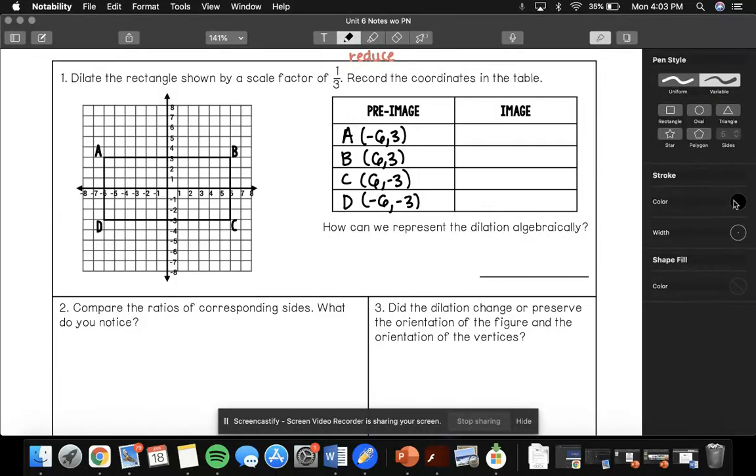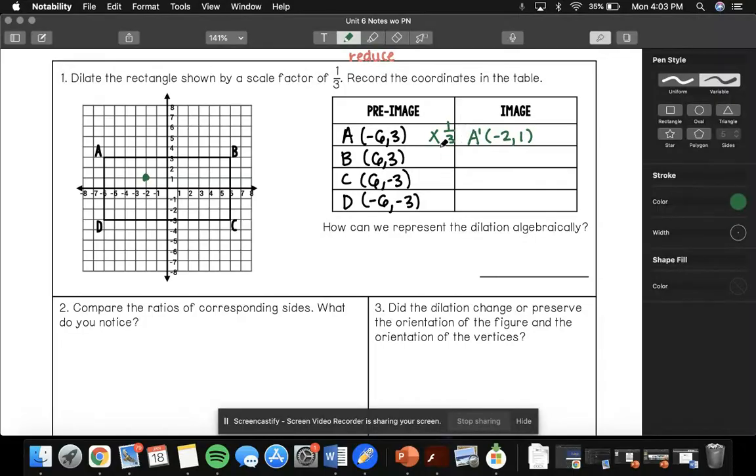Okay, so we are going to dilate this by a factor of 1/3. What we're going to do is multiply everything by this scale factor. So we're going to multiply the x coordinate by 1/3 and then multiply the y coordinate by 1/3 as well. We are going to be needing our calculators if we don't feel confident with fractions. So we're going to do -6 times 1/3, and -6 times 1/3 is -2. Then we're going to do 3 times 1/3, which is 1. So our new dilated point will be at -2, 1. All right.